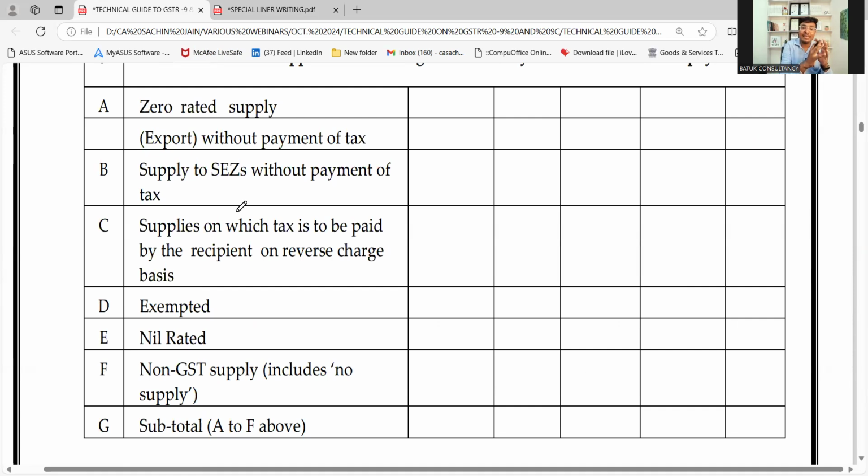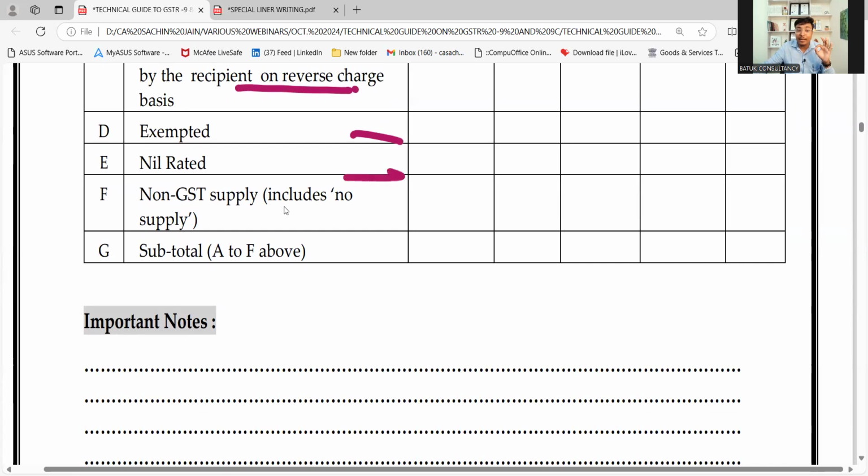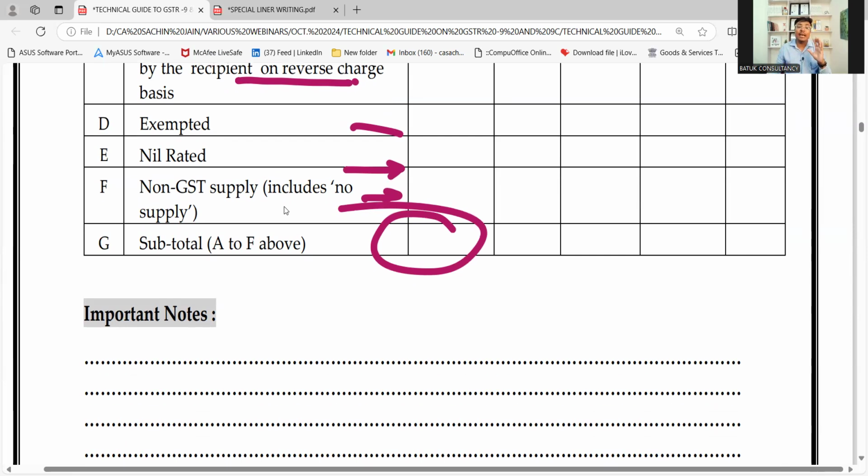So in the part number second under outward supply, first thing is related to the sales which is taxable. Then after, we have covered the credit and debit note and amendments. And the third thing is related to your zero rated supply without payment of tax, that is export, supply to special economic zone without payment of tax, supply on which the recipient is liable to make the payment of taxes, the exempted supply, the nil rated supply, the non-GST supply, and the total thereof. These things we also need to mention in our GSTR 9 return.